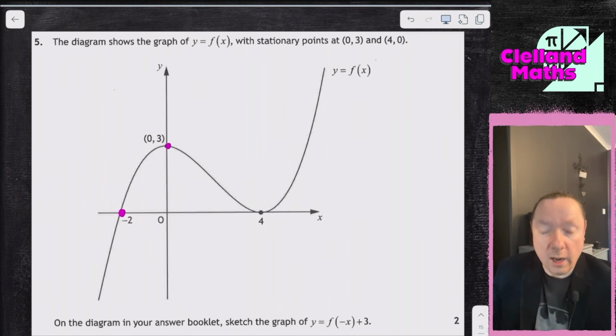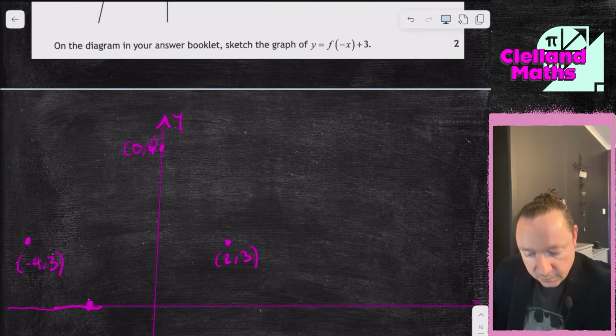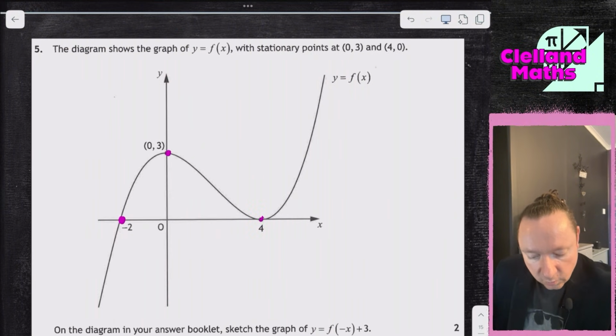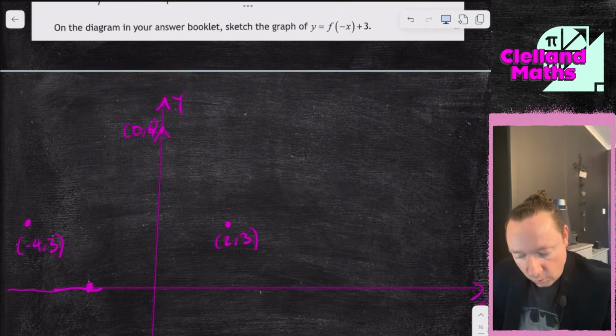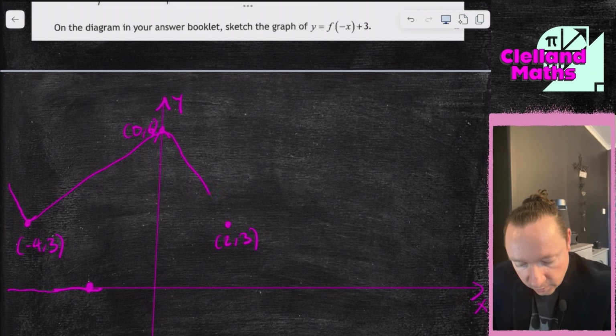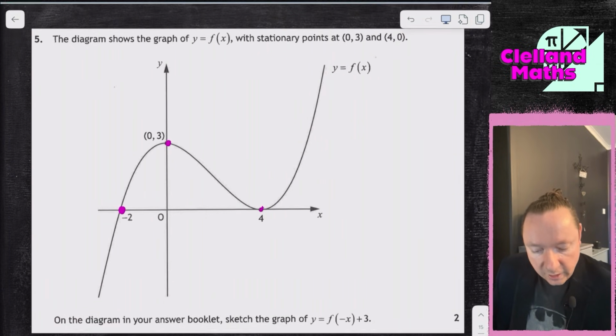Now you just draw it in, watching where the turning points are. So (0, 3) was that one. So that's (0, 6). So that's that side. And then this one was the 4, but it became minus 4. So there's my turning point there for that bit. Connecting up to here, turning back round, and just going down. Now you can't quite tell where it cuts the x-axis, so that's fine.